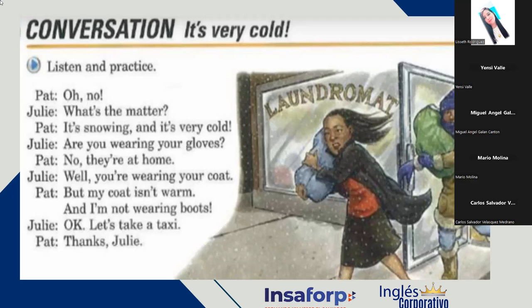Oh, no. What's the matter? It's snowing. It's very cold. Are you wearing your gloves? No, they are not at home. Well, you are wearing your coat. But my coat isn't warm. I'm not wearing boots. Okay, let's take a taxi. Thanks.